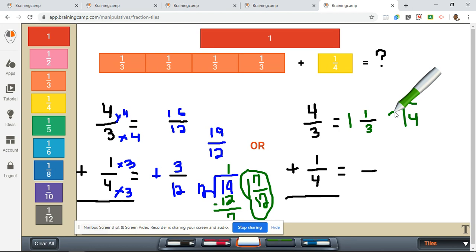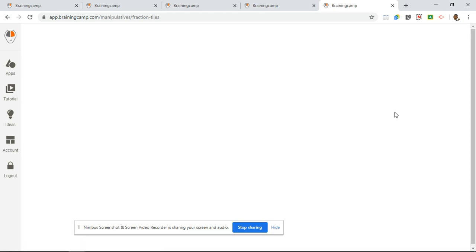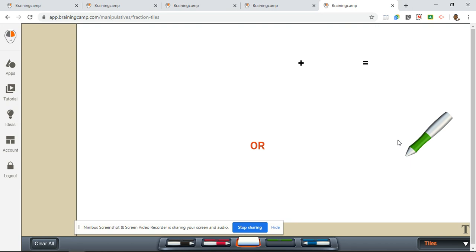Hopefully it doesn't mess up again. And it blacked out again. Oh, this app is having some difficulties here. All right, so we had 4/3. Sorry about that, ladies and gentlemen. And then we're going to divide 4 divided by 3.